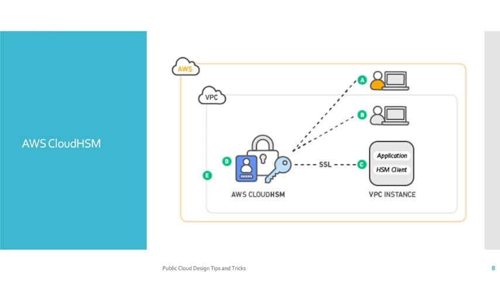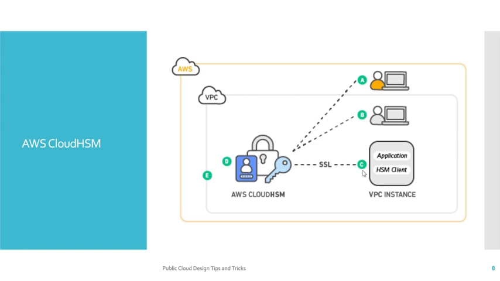AWS CloudHSM is a cloud-based hardware security module that enables you to easily generate and use your own encryption keys on the AWS cloud. With AWS CloudHSM, as you can see in this diagram, it sits inside your VPC. In the first connectivity, A, Amazon manages your AWS CloudHSM, but they do not have access to it. Whereas in connection B, the user or system who has configured this CloudHSM inside the VPC has full access to the CloudHSM.